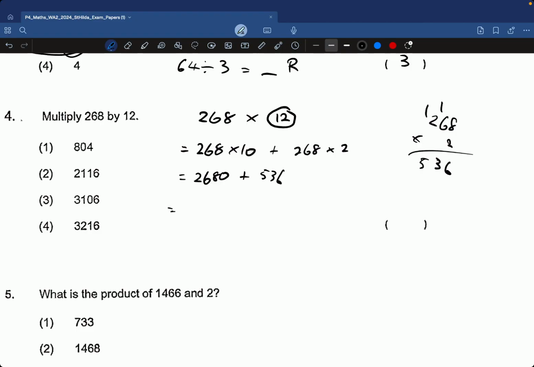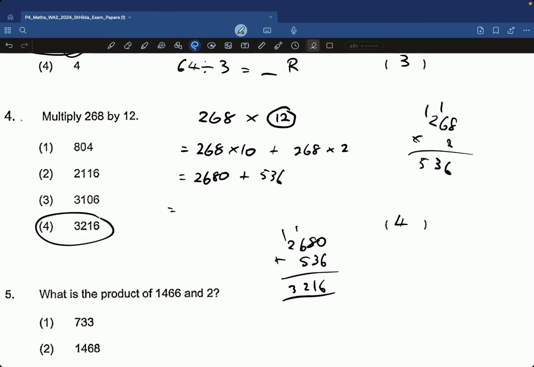All right. So if we add them up together, right, then we have 2680 plus 536. Okay, we have 6. 8 plus 3 is 11. Put 1 over here. 6 plus 5 is 11 plus 1. This will be 12. Put 1 over here. Then this will be 3. So the answer is 3216. So the correct answer is number 4, with the answer 3216 in this case.